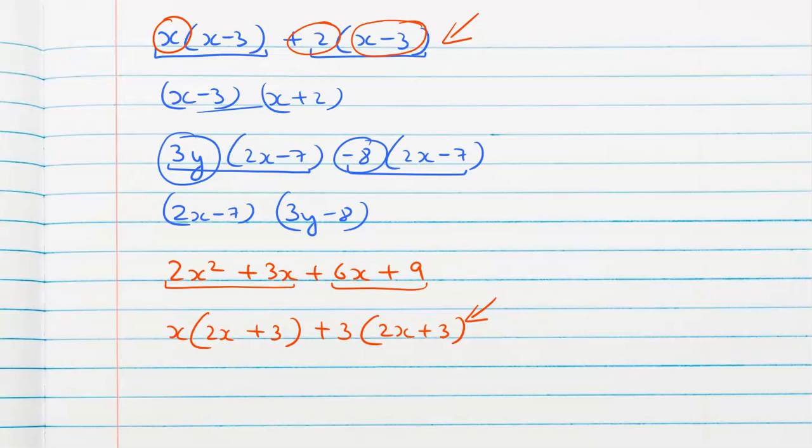Now we have the step that we learned before. That is why the two previous problems were important to understand first. So now we can take 2x plus 3 common and the leftover is x and 3. So (2x plus 3)(x plus 3). This is how factoring is done by grouping.